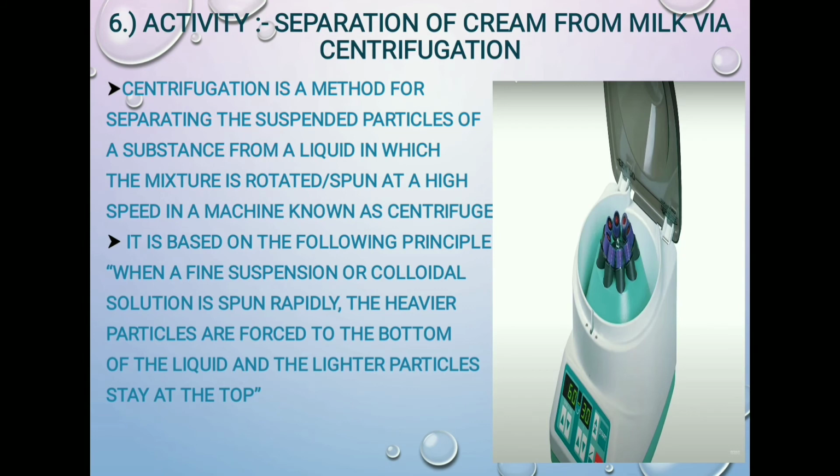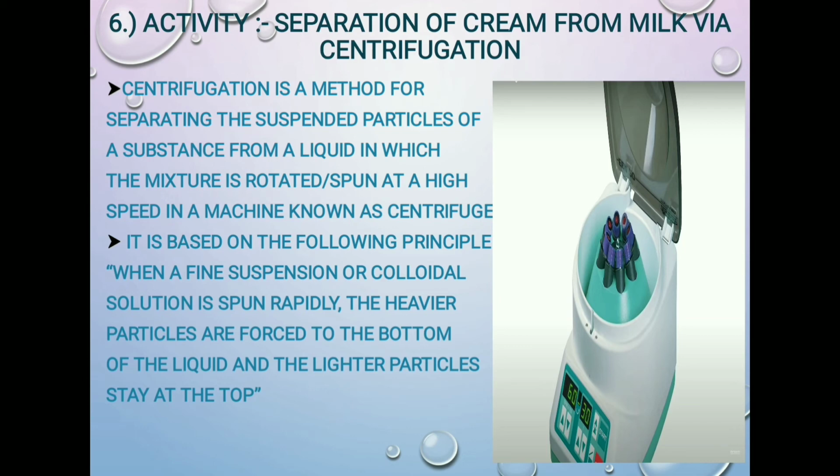Now we can take the example of the separation of cream from milk via centrifugation. So children, for it, the milk is put in a closed container in a big centrifuge machine. When the centrifuge machine is switched on, then the milk starts rotating at a very high speed in its container. Due to this, the milk separates into cream and skimmed milk.